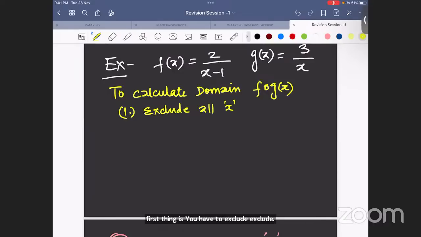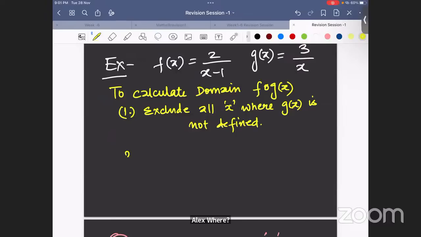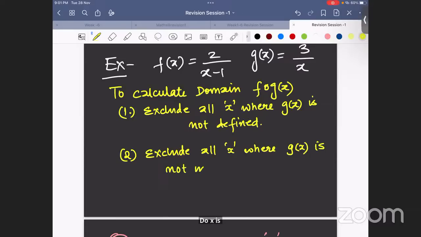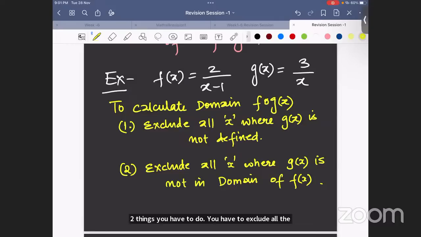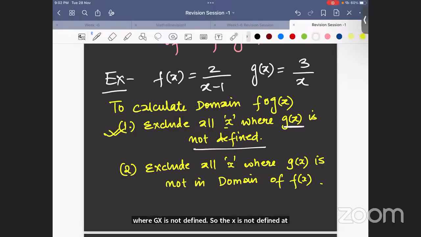all x where g(x) is not defined. And the second case is you have to exclude all x where g(x) is not in the domain of f(x). Two things you have to do. You have to exclude all the values. If you see the first case, which number will you exclude? 0, right? Because you have to exclude all those x where g(x) is not defined. g(x) is not defined at 0. So you will be excluding 0 from the first case.